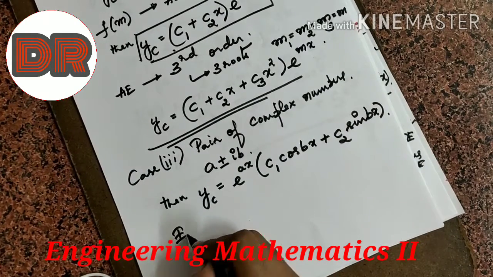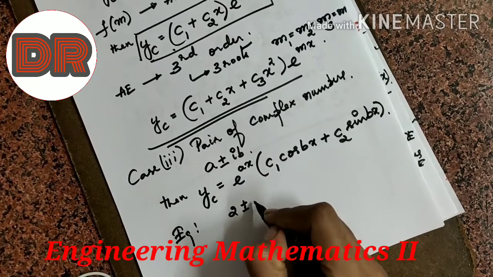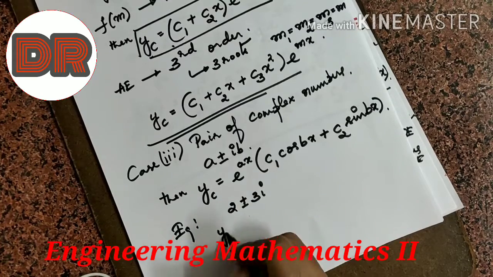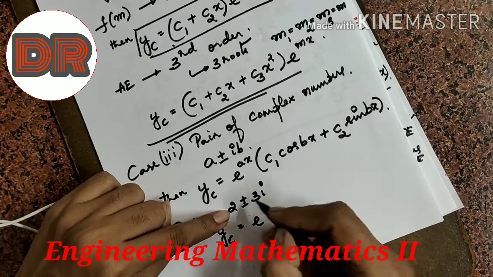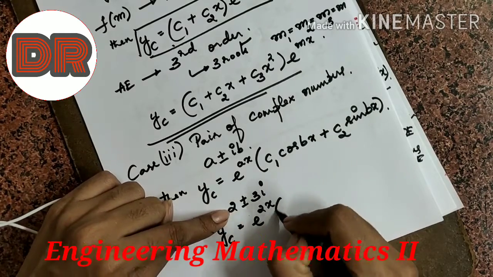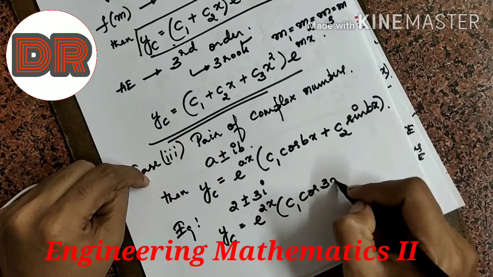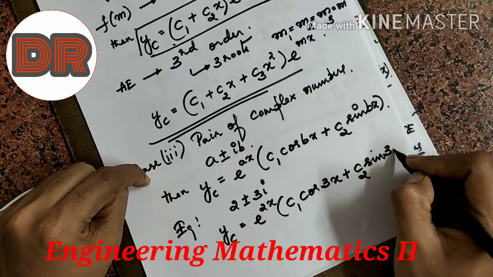For example, if the roots are 2 plus or minus 3i, then yc can be written as e to the power a. What is a here? 2. So 2x into c1 cos b, which is 3, so 3x, plus c2 sin 3x.